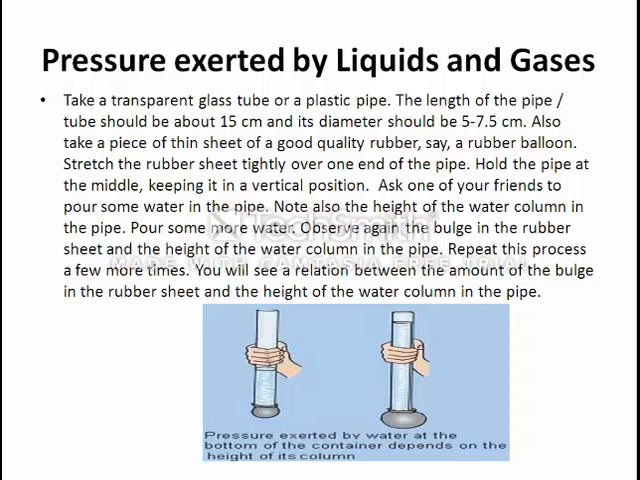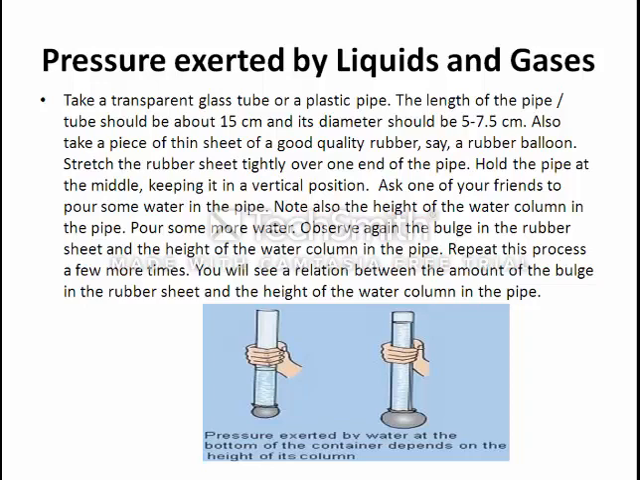So this activity you can perform at your home also. What do you have to take? You will take a transparent glass tube or a plastic pipe, and the length should be 15 centimeter. If it is 14 or somewhat more or less, then also it is okay, and the diameter should be about 5 to 7.5 centimeter. And you will take a good quality rubber so that the water does not leak from it, like you can take a balloon.